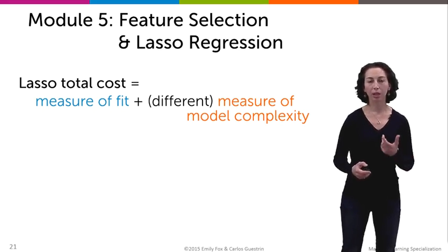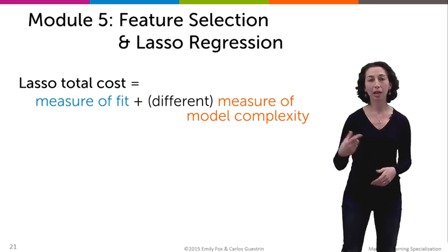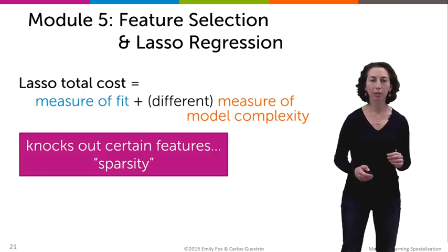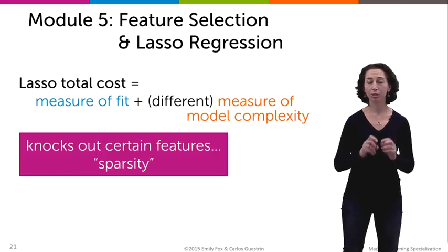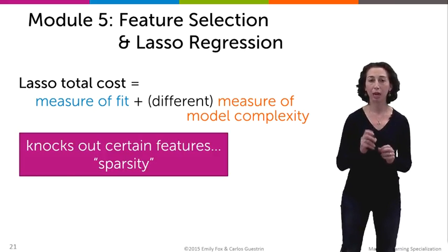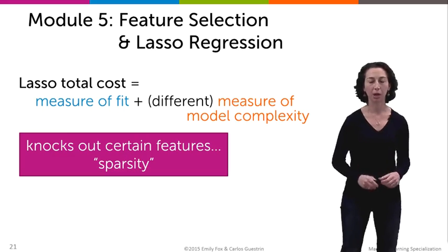In particular, again, we're going to have this measure of fit of our function to our data and a measure of the model complexity, but it's going to be a different measure than what we use for ridge. And this measure in particular is what's going to lead to what are called sparse solutions, where only a few of the features are actually present in our estimated model.